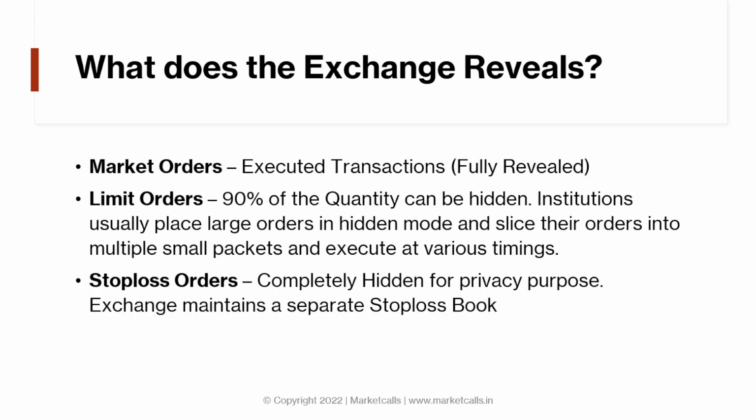The privacy mode exists so that institutions can slice their orders into multiple small packets and execute at various timings. The exchange also maintains something called a stop loss order book. It's a separate order book. Nobody can see it, not even high frequency traders or operators. Nobody can see where people are keeping their stop loss. Many people think somebody is seeing my stop loss. Let me tell you, almost every exchange in the world gives that privacy. It's completely hidden from everybody.